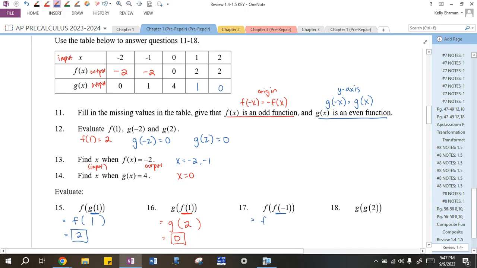Starting with f, when f's input is -1, the output is -2. When the input's -2, f's output is -2. Start on the inside. When g's input is 2, its output is 0. So this becomes g of 0. When the input is 0, the output for g is 4.